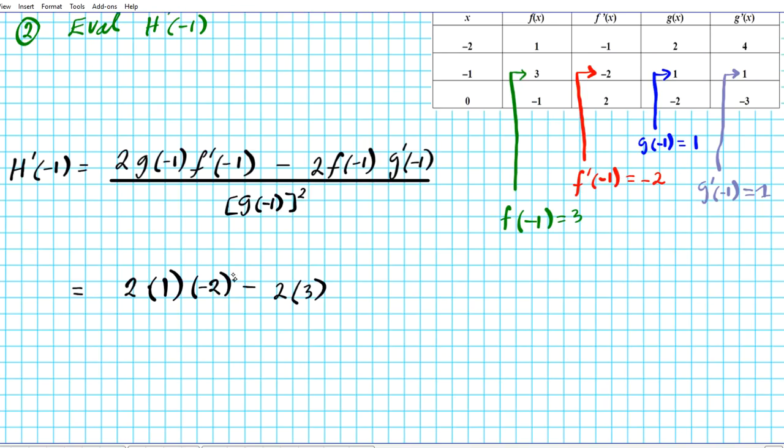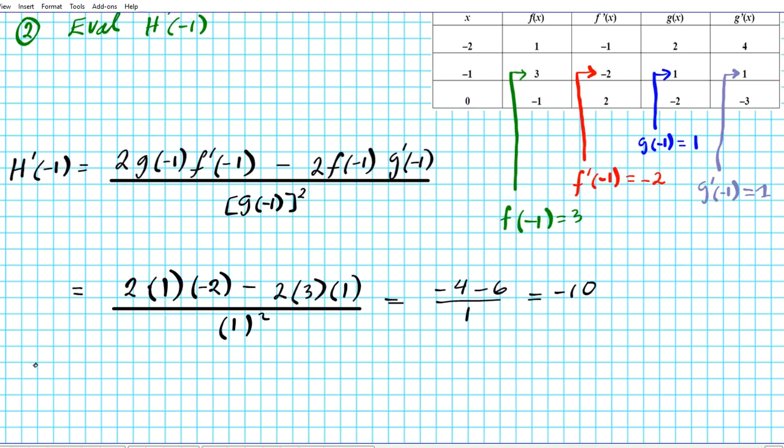f prime of negative 1 is negative 2. And then g prime of negative 1 is 1. And this entire thing is divided by g of negative 1 squared. g of negative 1 is 1, so it's just 1 squared. Okay, so what does this become? 2 times negative 2 is negative 4, minus 6, over 1, which is equal to negative 10. So that's h prime of negative 1.